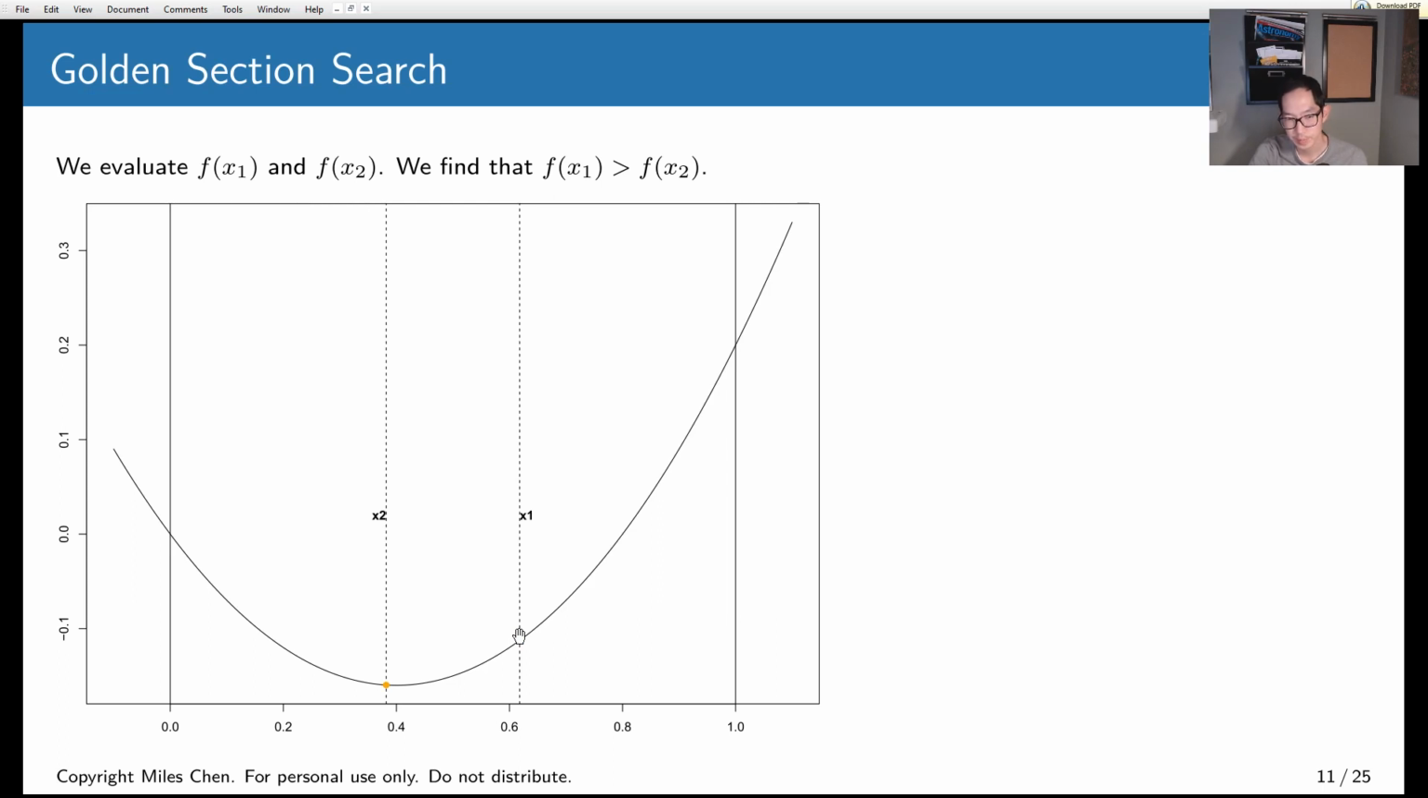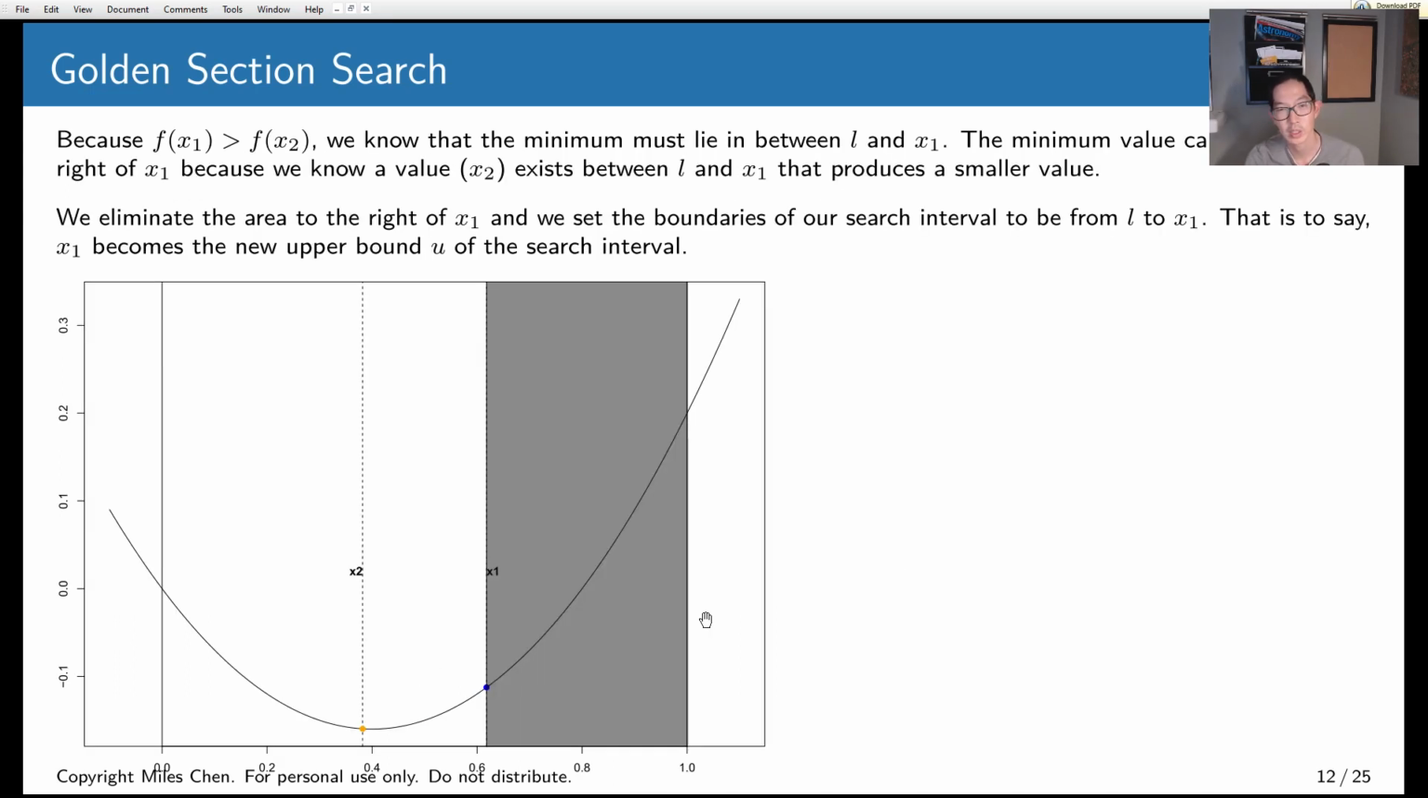And so I'm going to say there has to be a value between 0 and x1 that is less than f of x1, and we know it because it's at least f of x2 or something less than f of x2. Okay, and so I can throw away everything to the right because if there's a minimum value, we know the minimum value is on the left-hand side too. At x2, there's a value that's less than f of x1. So I'm going to just ignore everything to the right. So I'm going to throw away to the right.